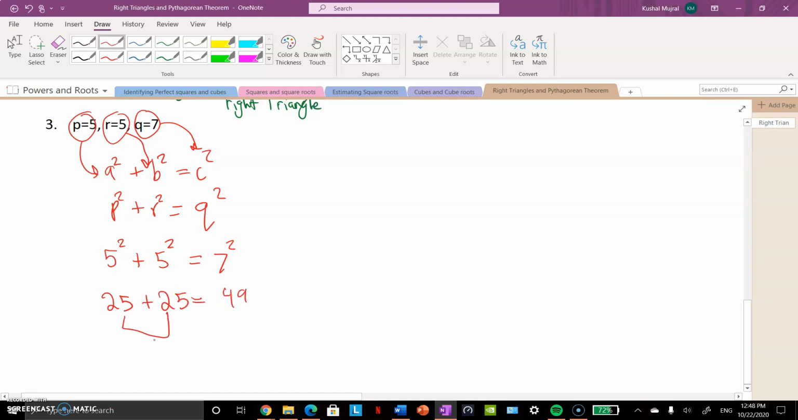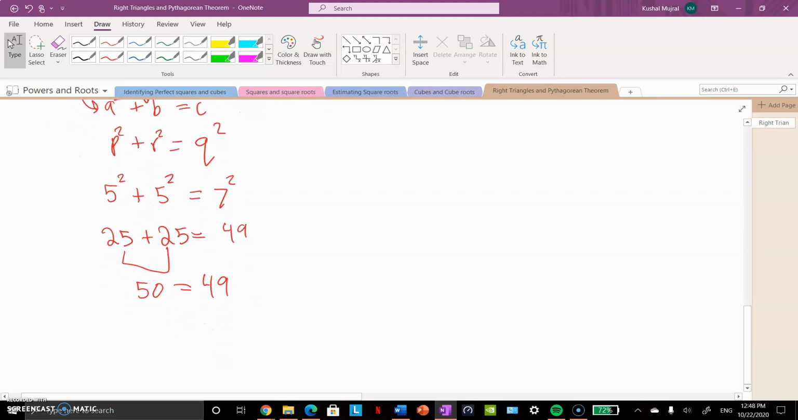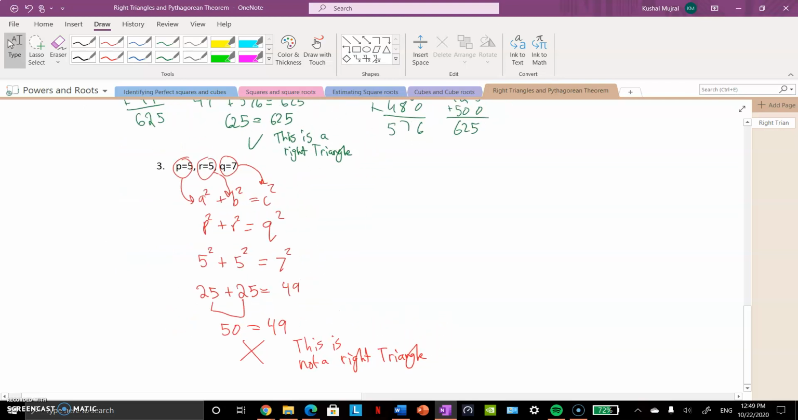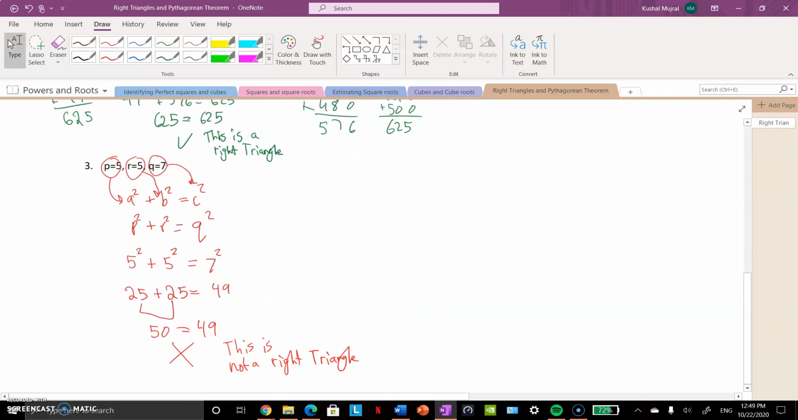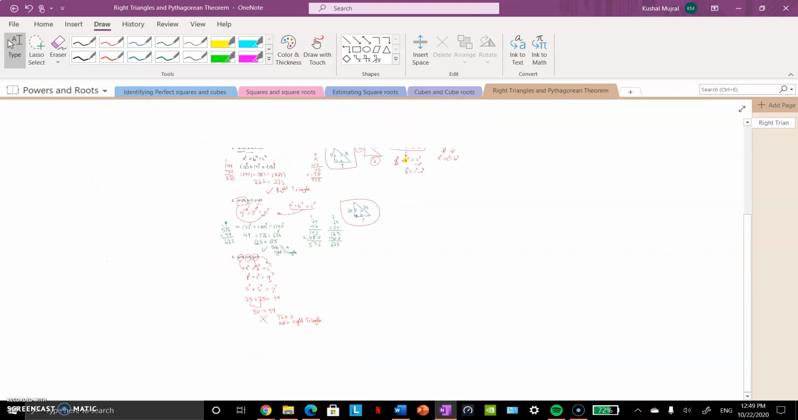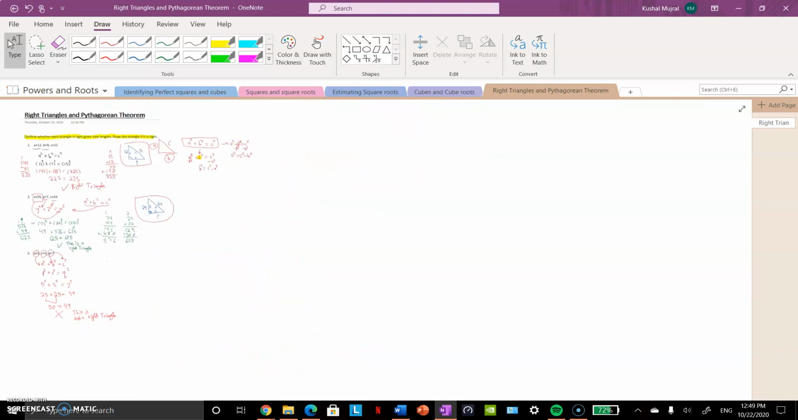This adds up to 50, which equals 49, okay, and remember we're following BEDMAS, okay, so 50 does not equal 49, so we're going to make a big X here and say this is not a right triangle, okay? So if it's not a right triangle, then you're not required to draw it, so this is all the work that you need to show, okay? That's right triangles and Pythagorean theorem.